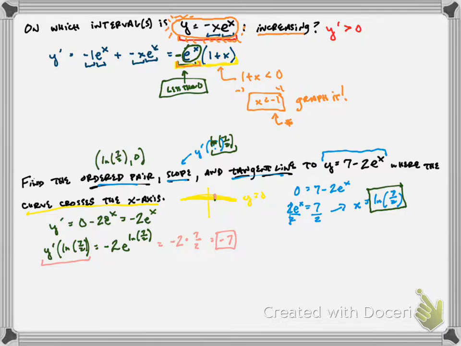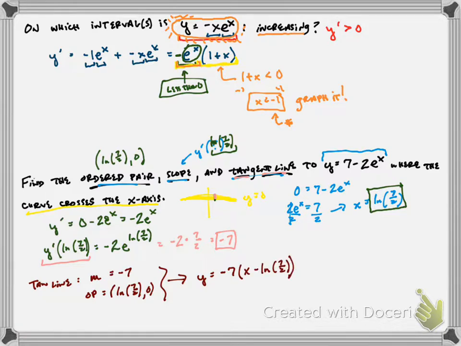Last but not least, we need the tangent line. Recall that in order to find a tangent line, we need two things. We need a slope, I'm going to call it m, and we need an ordered pair. The slope is negative 7. The ordered pair is, as we said, natural log of 7/2, comma 0. Put it together, and you've got y is equal to m, negative 7, times the quantity x minus the natural log of 7/2.